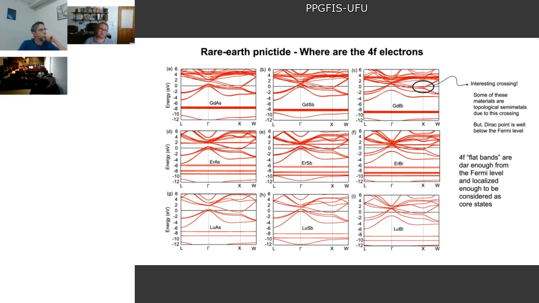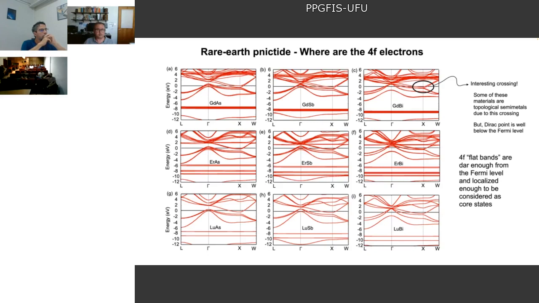And erbium is not too far from gadolinium, but to the left a little bit. And lutetium has fully occupied F bands. If you look at about -8 electron volts in the case of gadolinium compounds, these thick lines are basically all the occupied F bands. The unoccupied ones are centered at about 4 electron volts above the Fermi level, right? In the case of gadolinium arsenide, antimonide, or bismuthide.